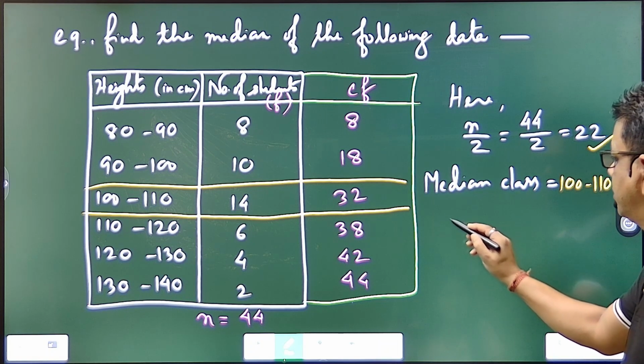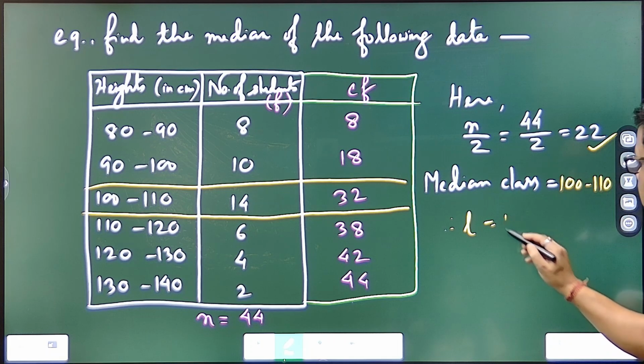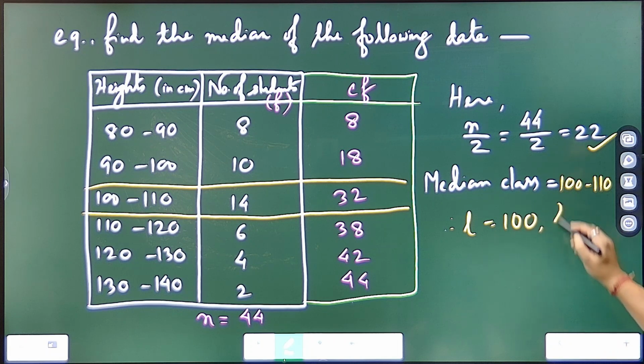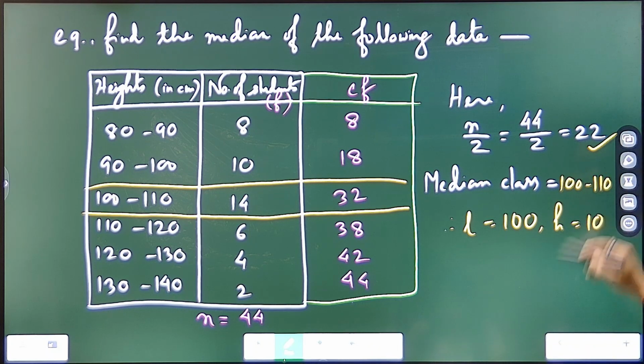Therefore, L equal to, L you know, L is the lower limit of the median class. So that we also have done. So this median class is 100 to 110, the smaller number is 100. This is called lower limit L, so 100. H is also known to you. What is H? The difference, the class size. So 110 minus 100 is 10. So H is the class size.